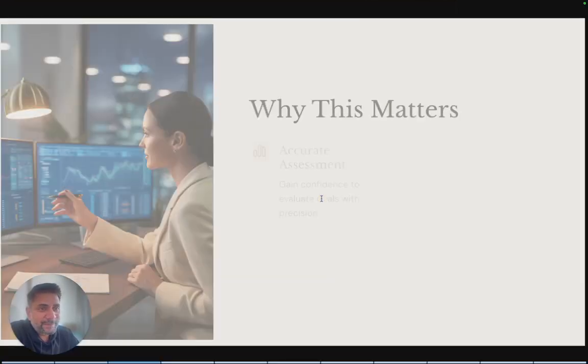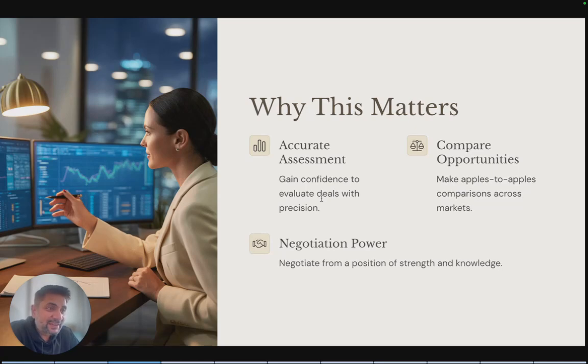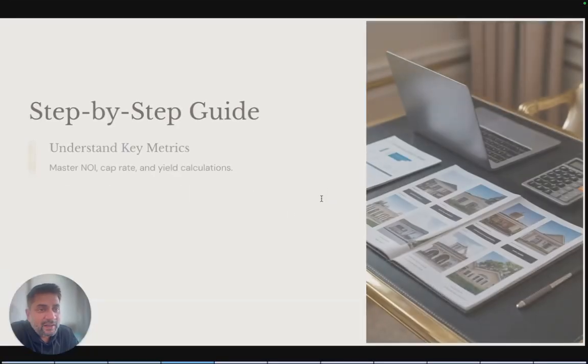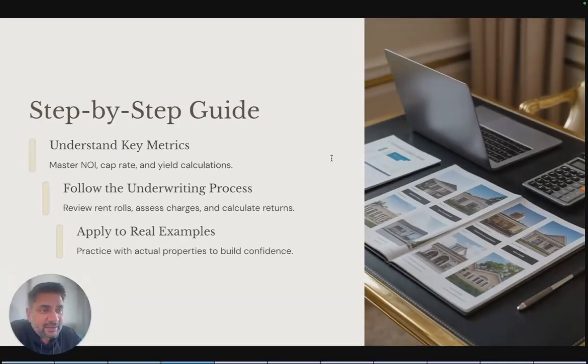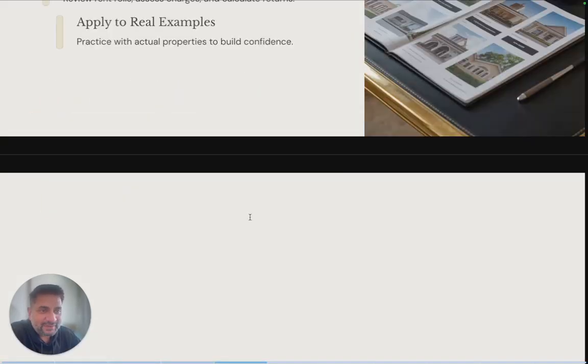But by mastering commercial underwriting and cap rate analysis, you will gain the confidence to assess deals accurately, compare opportunities, and negotiate from a position of strength. This skill set is essential for building a profitable portfolio, whether you are analyzing a suburban Dallas office building or a Dubai warehouse. Let us now do a step by step guide to commercial underwriting and cap rate analysis, where we will understand the key metrics, follow the underwriting process, and apply it to real examples.